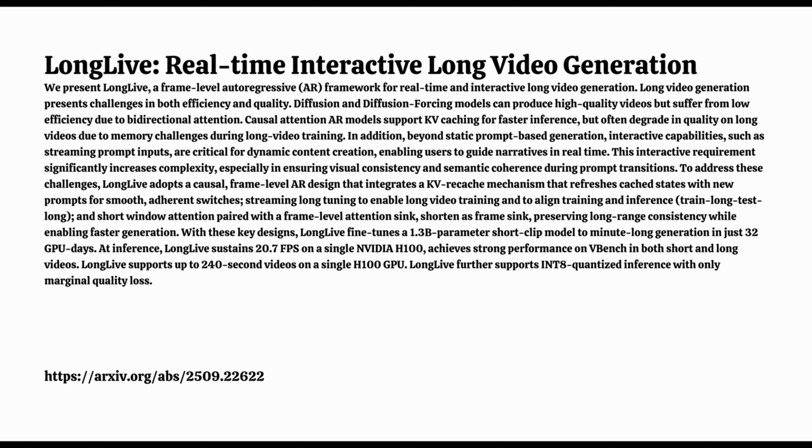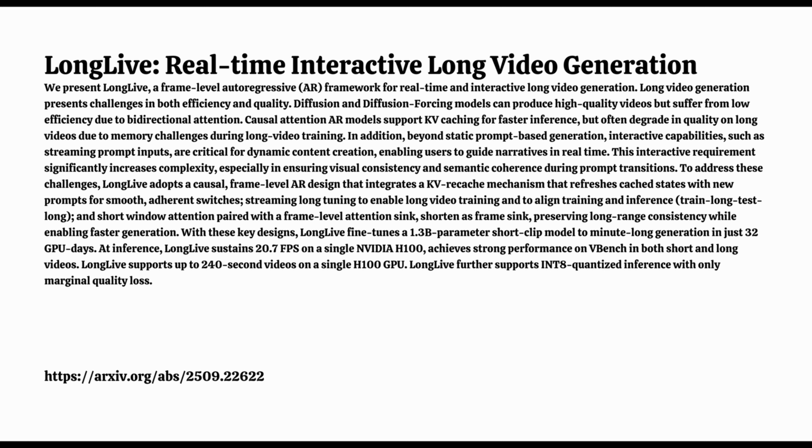Trying to backpropagate through a very long sequence would likely cause out-of-memory, or OOM, errors. So they use a streaming method. During training, the model generates the video in shorter chunks, say 5 seconds at a time. Crucially, each new chunk is generated conditioned on the KV-recache from the previous chunk that the model itself generated, including any imperfections or small errors. So it learns to handle its own mistakes, essentially.